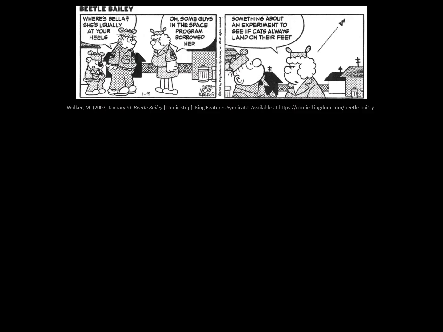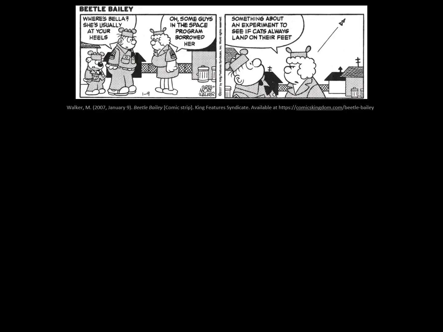So to get my students into the right mindset, I have a Beetle Bailey comic strip. Sarge says, "Where's Bella? She's usually at your heels." Lady Sarge says, "Oh, some guys in the space program borrowed her. Something about an experiment to see if cats always land on their feet."